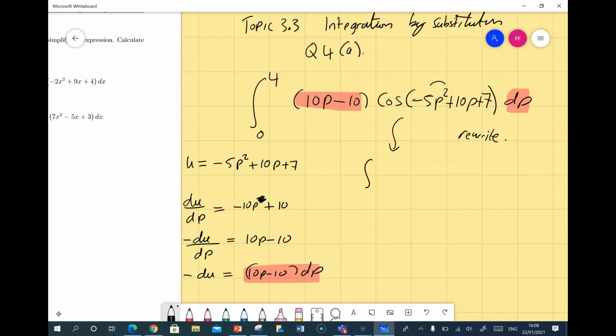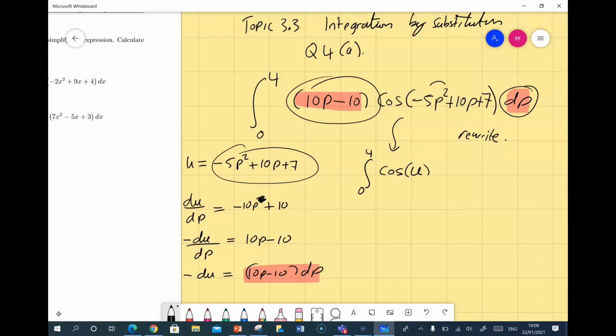So I have the integral from 4 to 0. Now putting in 4 to 0 here, that's not true in terms of u, but at the very end I'm going to bring back in my original expressions for u, so we will be using 4 and 0 rather than converting them. Okay, so I've got 4 to 0, so I've got my cos of u, and instead of 10p minus 10 dp, I'm able to put in minus du. So I can just put my du here, and I can put the minus in front to make the whole thing minus.